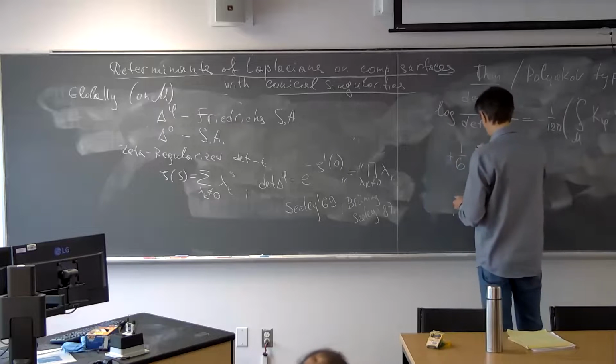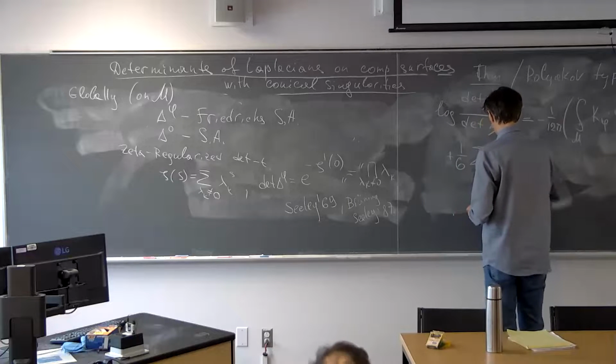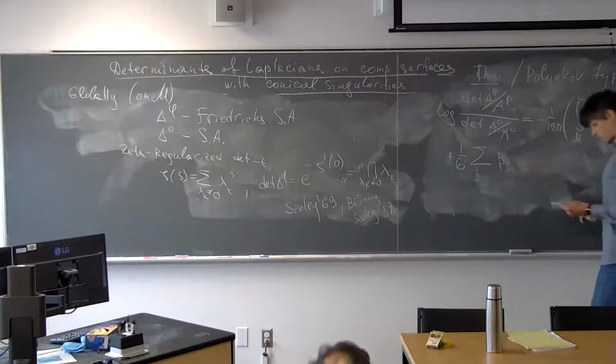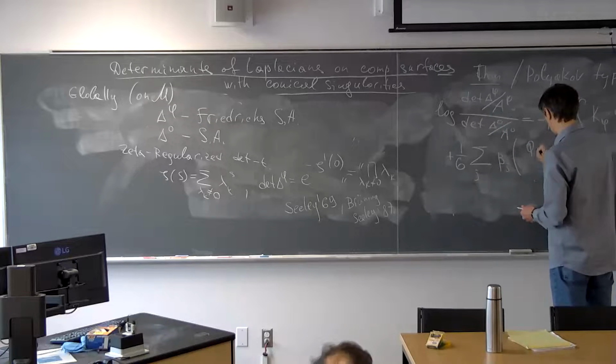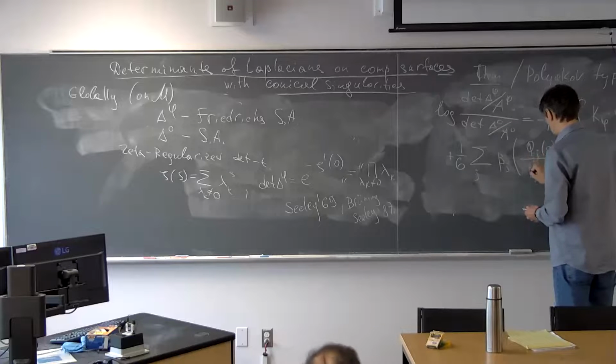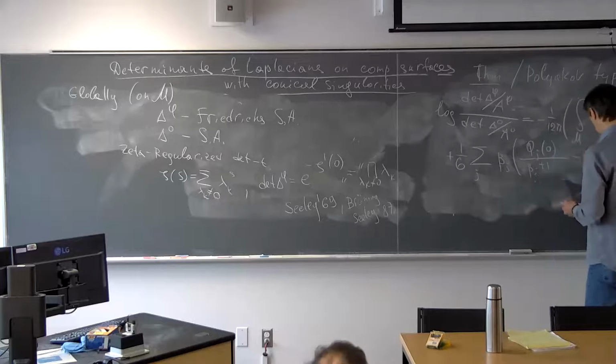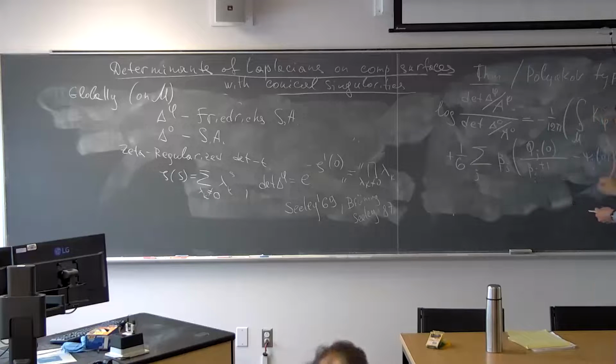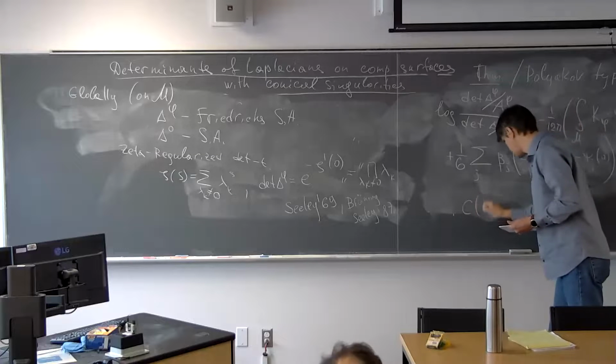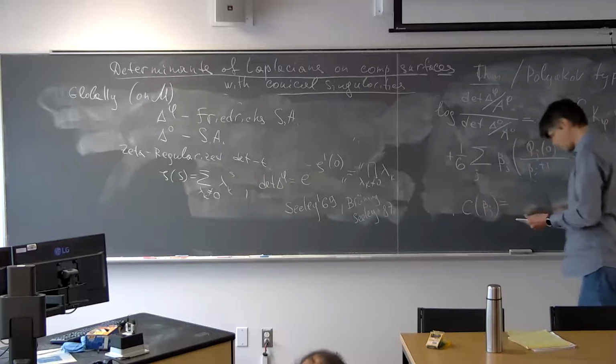So 1 over 6 summation with respect to the conical singularities. Beta j is the order of the jth conical singularity. Then phi j at 0 divided by this, and minus psi j at 0, and minus summation of some terms which describe the inputs into the formula that comes solely from the orders of the conical singularities, like this. So let me first write the definition for this guy, even though it's a lengthy formula.